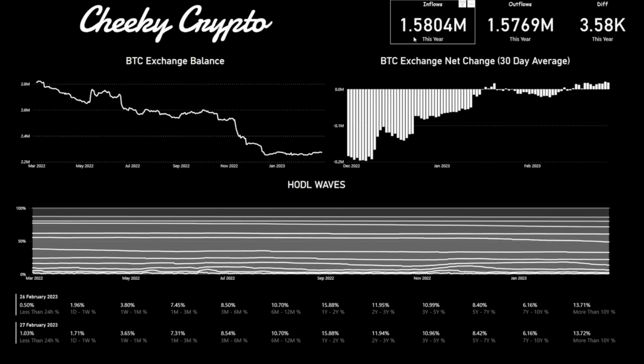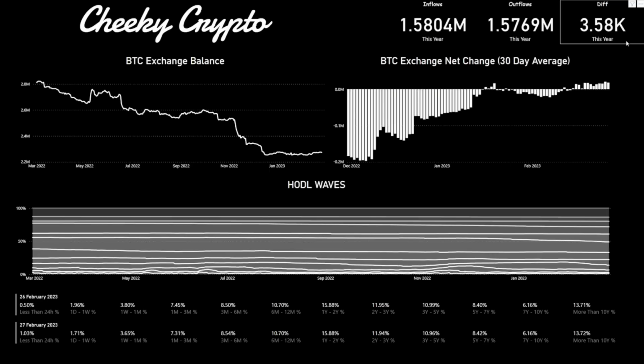This shows us with 1.5804 million going onto the exchanges and 1.5769 million coming off the exchanges. This means that 3.58 thousand Bitcoin more has gone onto the exchanges than has come off.